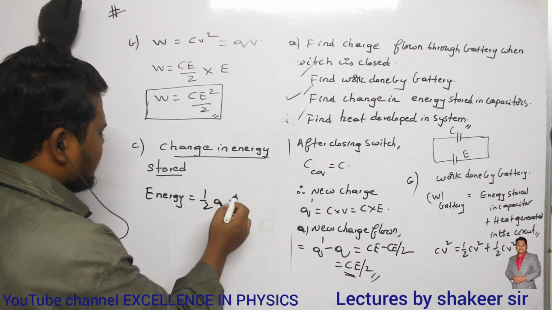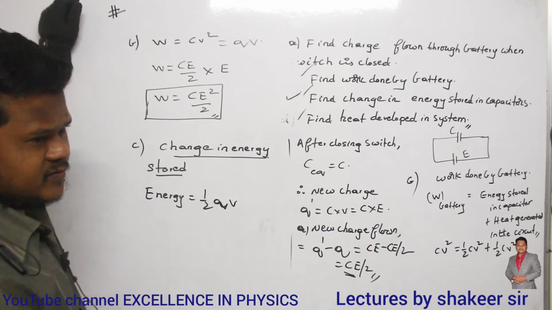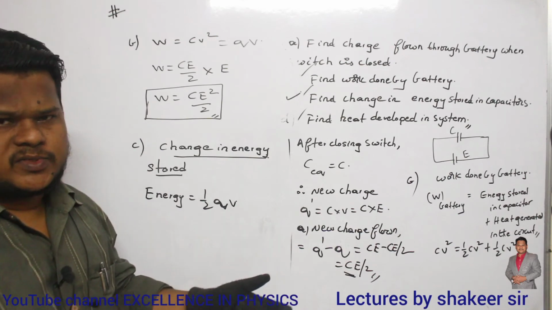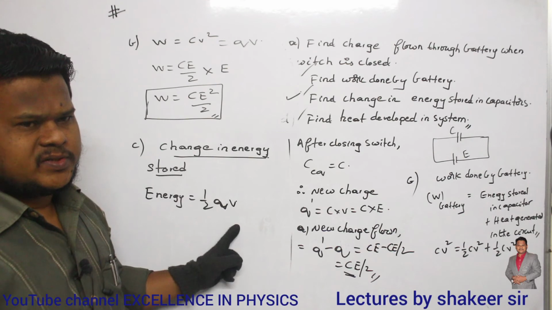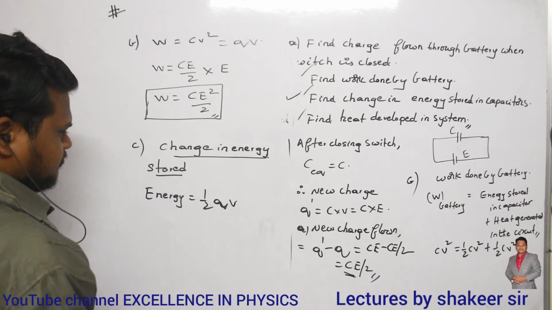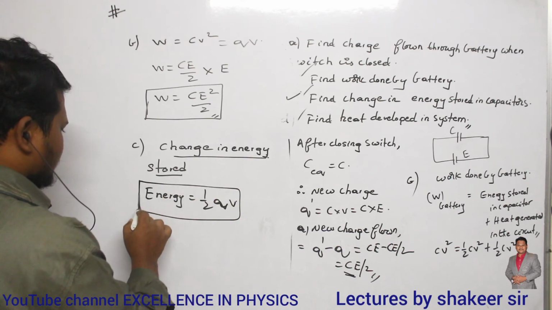Do you remember this one? The energy stored in the capacitor formula: one is half CV square, one is Q square by 2C, another formula is half into Q into V. Do you remember this equation for energy stored, all of you?